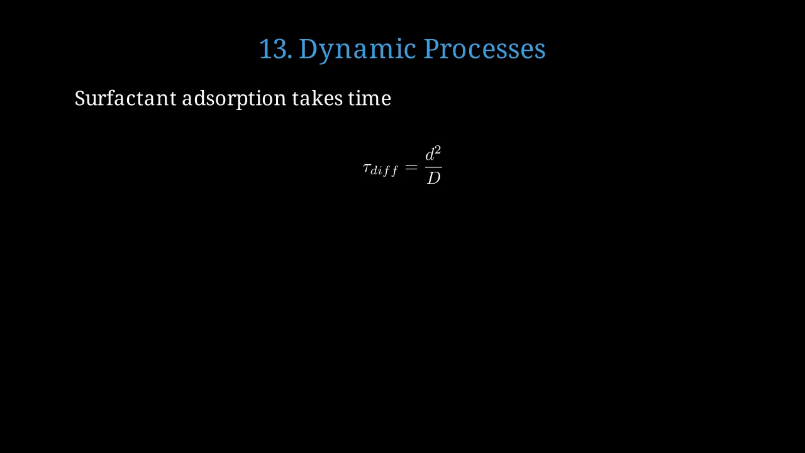The surfactant paradox is also deeply connected to dynamic processes and timescales. Surfactant molecules don't instantly coat surfaces. They must diffuse from bulk solution and then adsorb to interfaces. The diffusion timescales as distance squared divided by diffusion coefficient. For typical surfactants, the diffusion coefficient is about 10 to the minus 10 square meters per second. For a droplet 1 micrometer away from a surfactant source, the diffusion time is about 10 milliseconds.